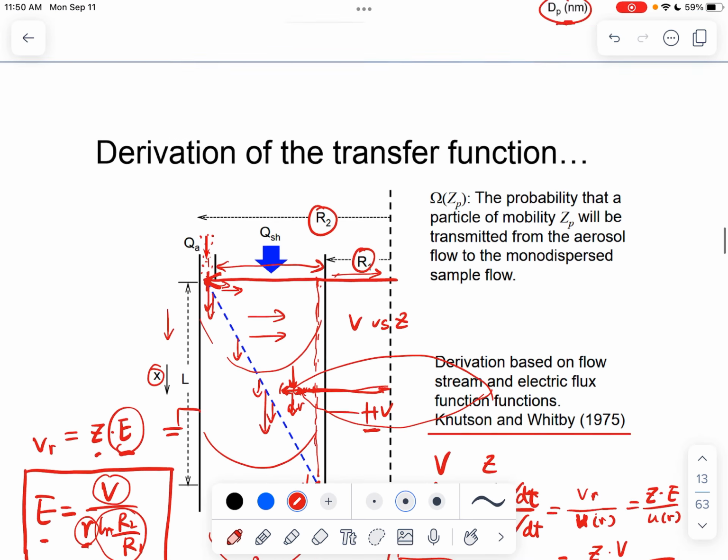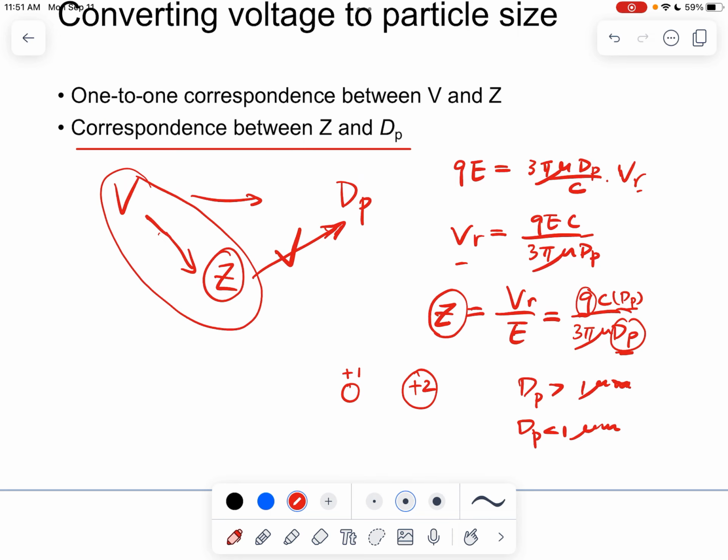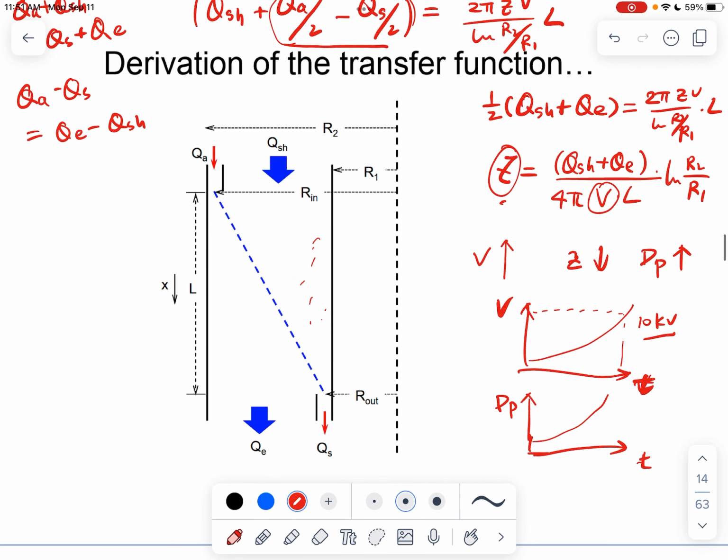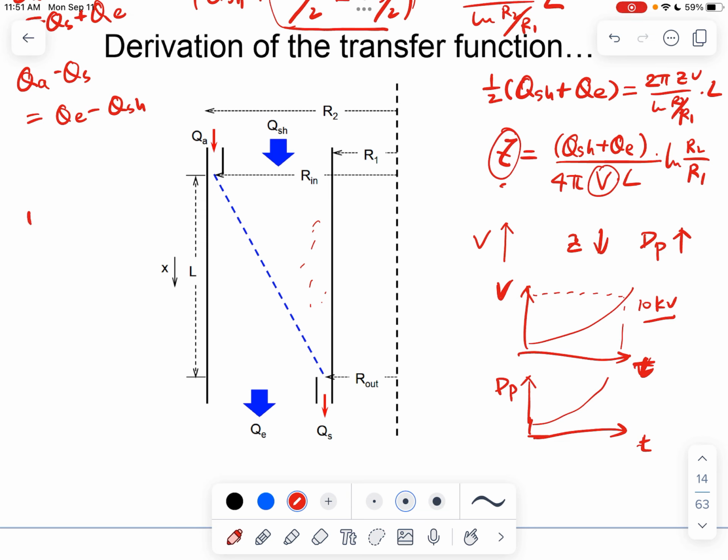Basically, this is how we relate the voltage to the electrical mobility, and we further said the electrical mobility can be related to particle size. So now we have this one-to-one correspondence between the DMA voltage and the particle size. Let's say if you set it to be 1000 volt, then you will be able to find out the size of the particle that's being selected.